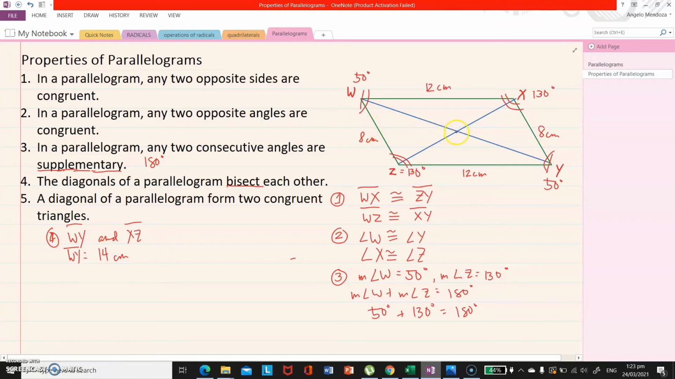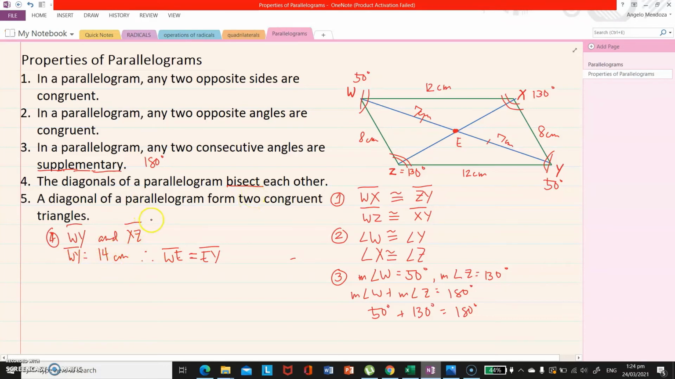So, therefore, mahahati lang yun. Magbabisect lang. Let's say we have a point of intersection here at point E. So, mula W hanggang E, since 14 yung WY, 7 dito, then 7 dito. So, 7 centimeters. Hahatiin lang natin. Okay. Yun. So, we can also say that line segment WE is equal to line segment EY. Yan. Dahil nga sa the diagonals bisect each other.